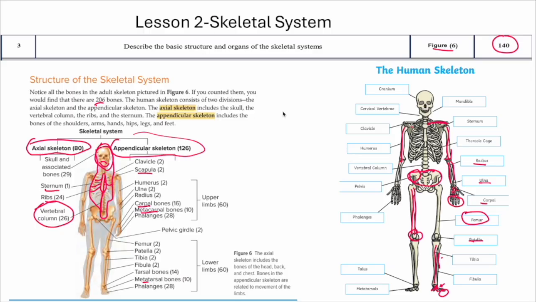So we have learned that the axial skeleton is the middle part of the skeleton, and the appendicular skeleton is mainly the hands or legs, and also the shoulder bones.